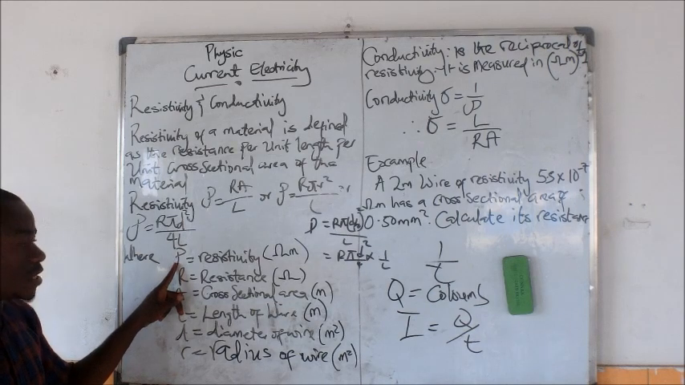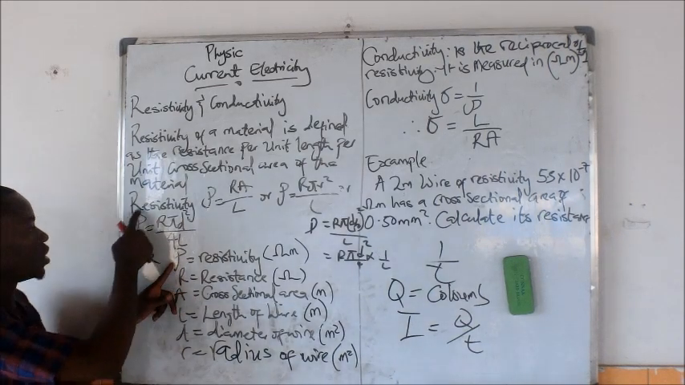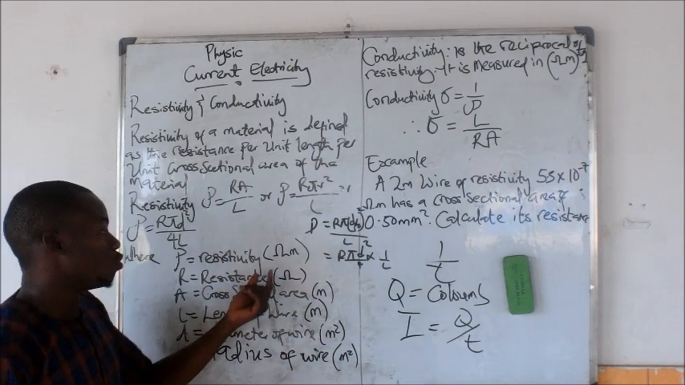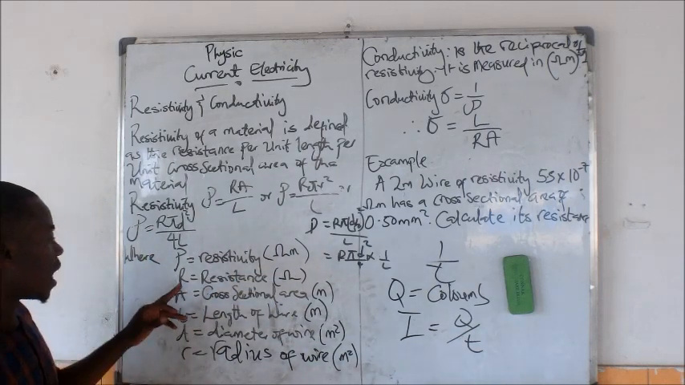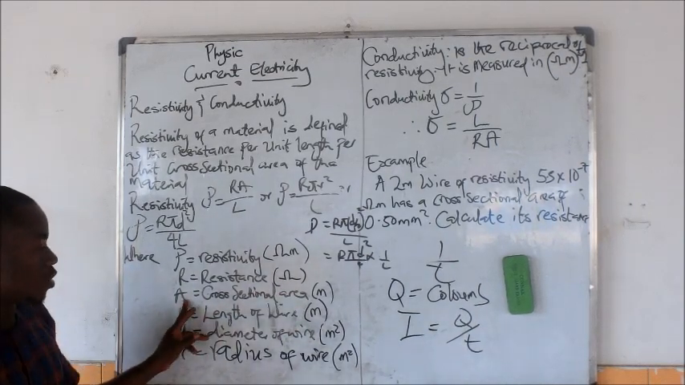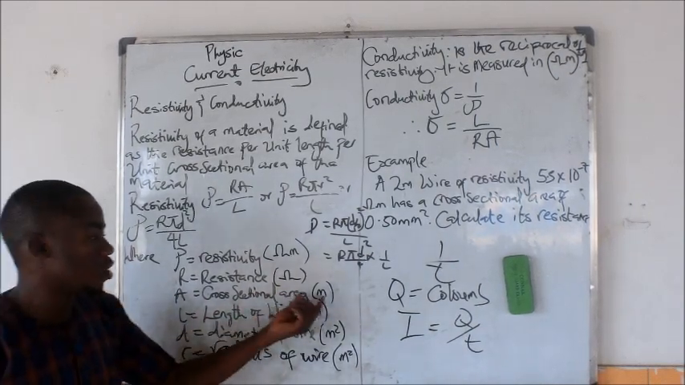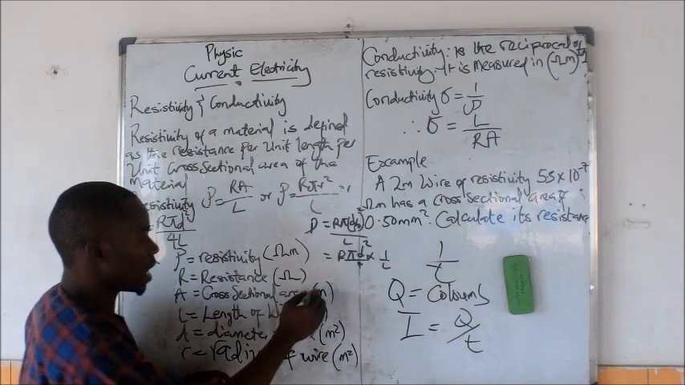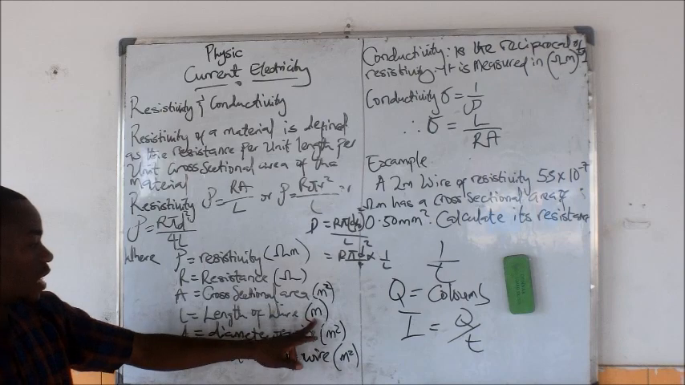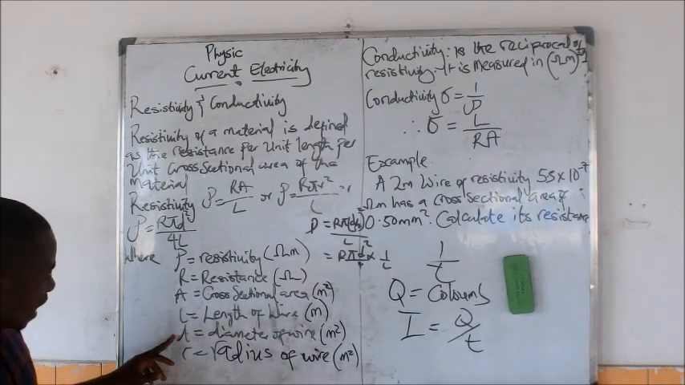This symbol that we call rho is the resistivity of the material, whose unit is ohm meter. And R is the resistance, whose unit is ohm. A is the cross-sectional area, which is in meter squared. And L, the length of the wire, is in meter.